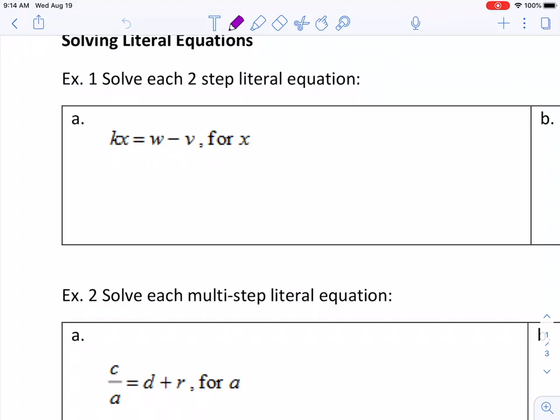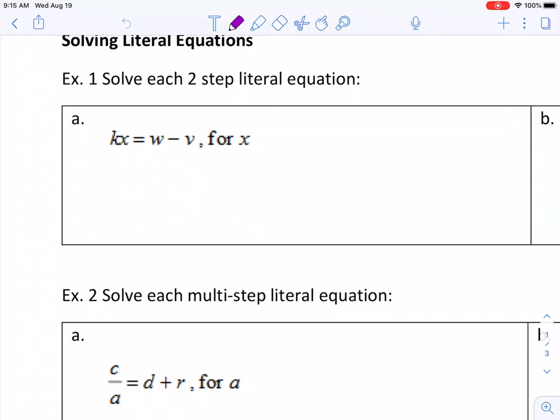Example 1a, we have k times x equals w minus v. And we're being told to solve for x. And we may see these a lot of times with formulas, like distance formula, distance equals rate times time, so d equals rt. Some of those things we'll see literal equations.